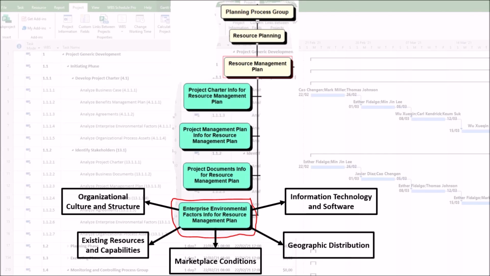5. Information technology and software. First, what project management information system tools are available? Does the company use specific software for scheduling, time tracking, and collaboration, such as Jira, MS Project, or Asana? Your resource management plan must integrate with these systems.